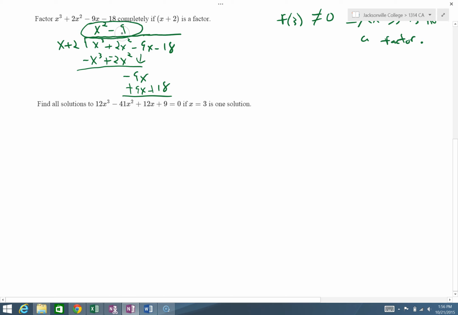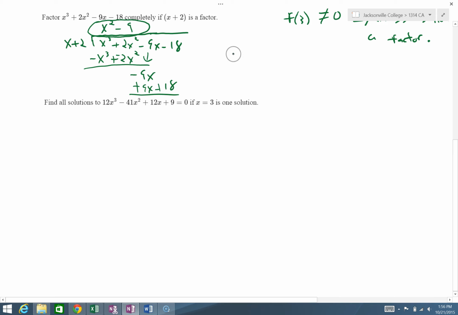There is no remainder. So what I see is I have x squared minus 9. That's my other factor. So this polynomial is equal to x plus 2. Here's what we're saying. X cubed plus 2x squared minus 9x minus 18 is equal to this factor we already knew, x plus 2, and this new binomial is x squared minus 9. And I'll show that they are equal to each other. X times x squared is x cubed.